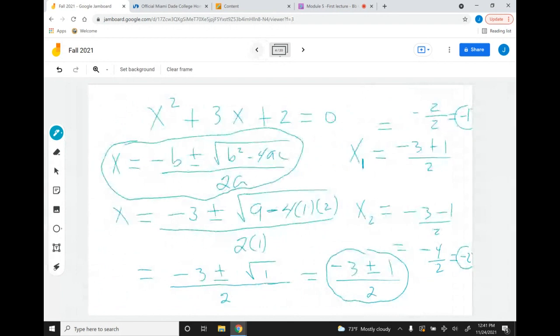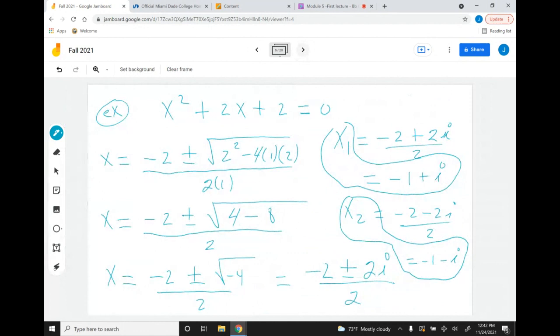Now, what happened here? I have two answers and they don't contain an i. That's okay. They're called real solutions. When they have no i's, they're called real solutions. When they do have an i, like in this example, then they are a complex solution.